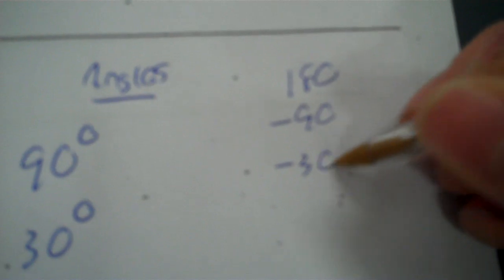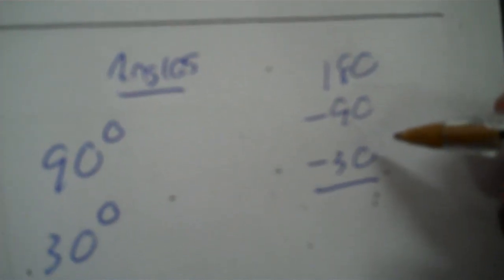Okay, now the angles are easy. You got a 90-degree angle. All of these have a 90. That's what the square angle means. Stands for 90 degrees. Then 30 degrees. And then you just take 180 minus 90 minus 30.